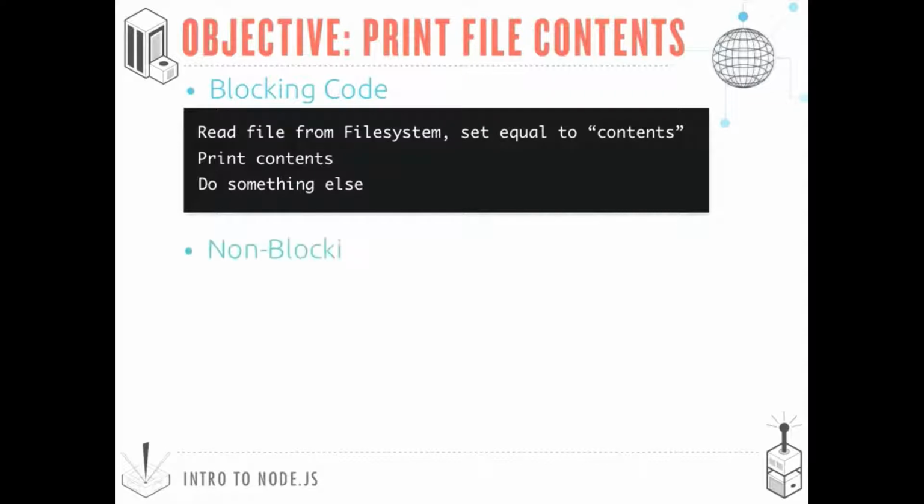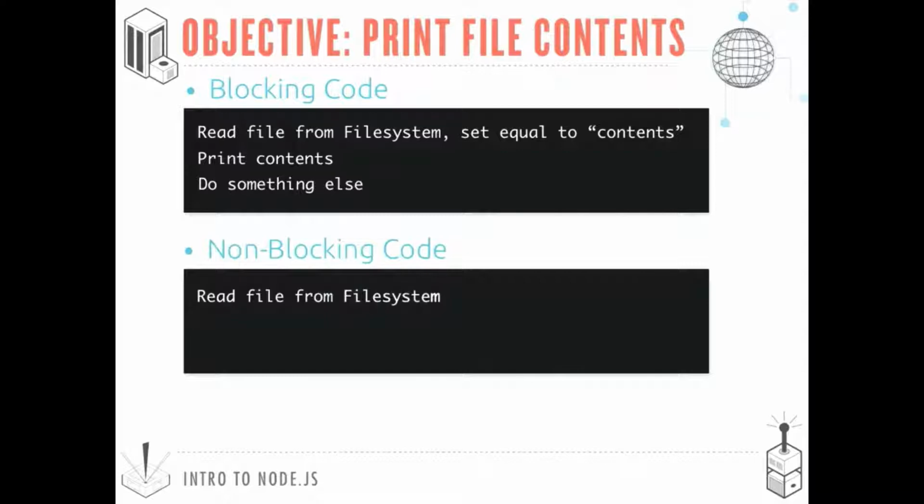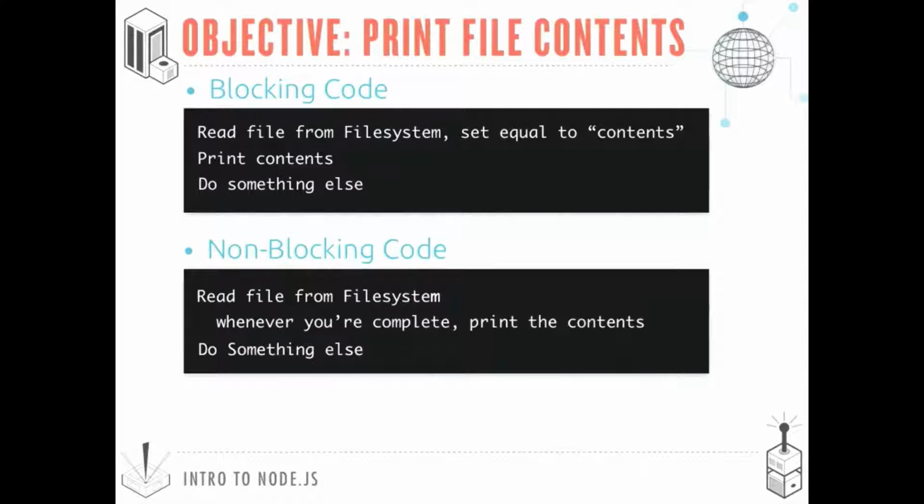What would a non-blocking version of this code look like? Well, we might read the file from the file system. Whenever we're complete with that, print out the contents of the file, and then finally do something else. That technique, saying when you're complete, do this, we call a callback. We're going to call back that function once the file is done reading. Executing the pseudocode might go like this, where we read the file from the file system. We might do something else, so it's simply going to continue on, and then at any point in the future, when it's done reading the file, it's going to print the contents.